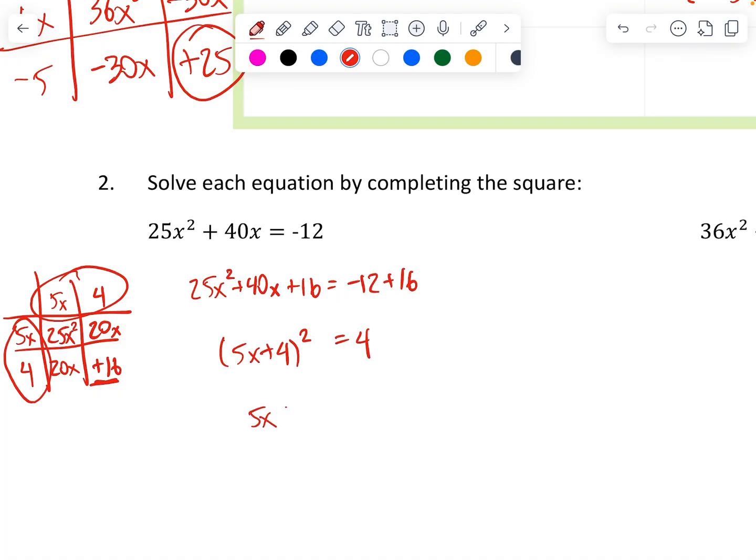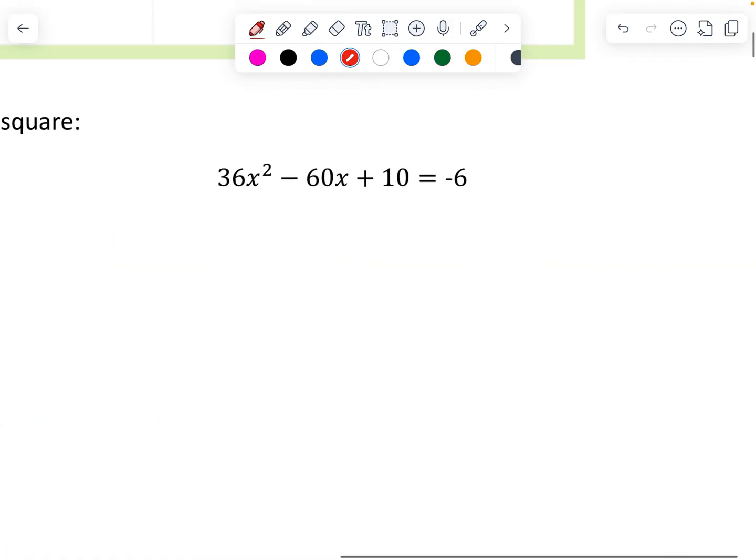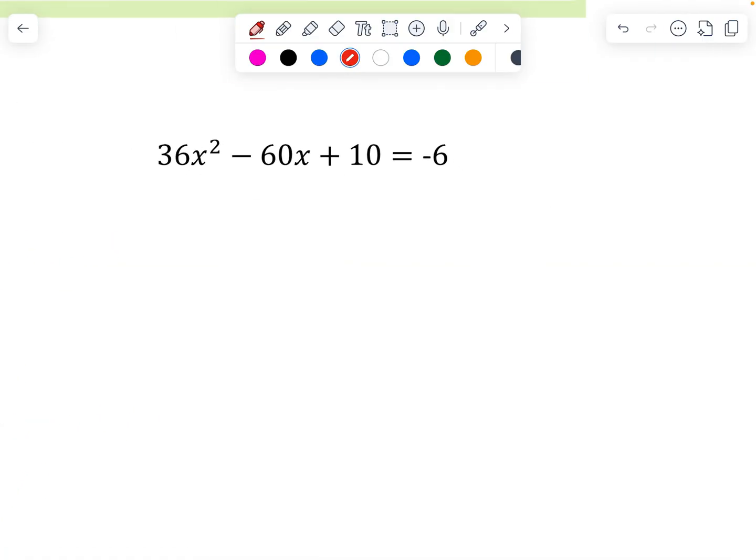Square root both sides. Don't forget the plus or minus. So 5x plus 4 is 2. 5x plus 4 is negative 2. So x is negative 2 over 5, and x is negative 6 over 5. Those are your final answers. And try the last one. Pause the video, try the last one.